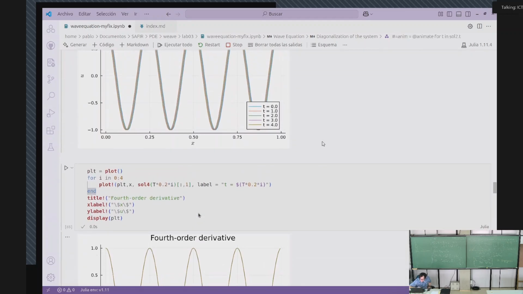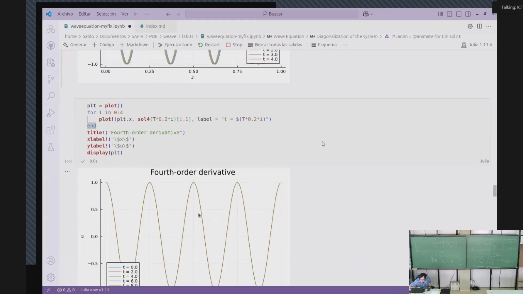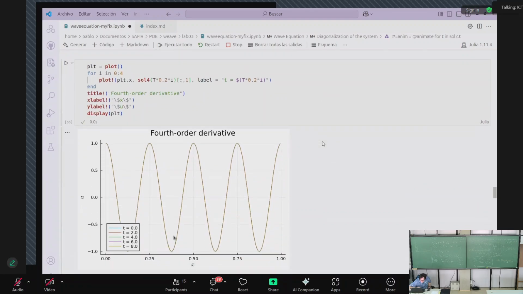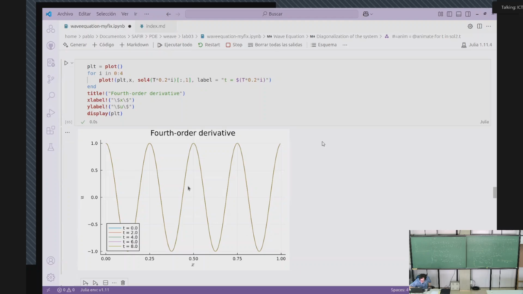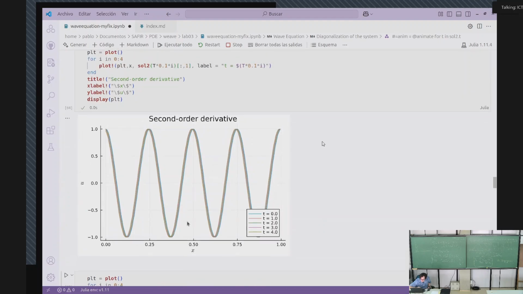If we do that again with the fourth order derivative, there is not that much issue. It seems to go back to the same point, although there is a little bit of difference, right? In this case, the second order, which is a very crude approximation, we see that there is a very high difference in the speed of propagation. So that's what's going on.